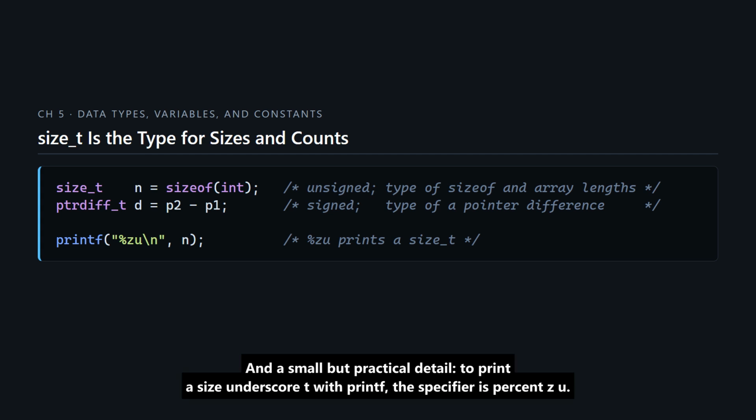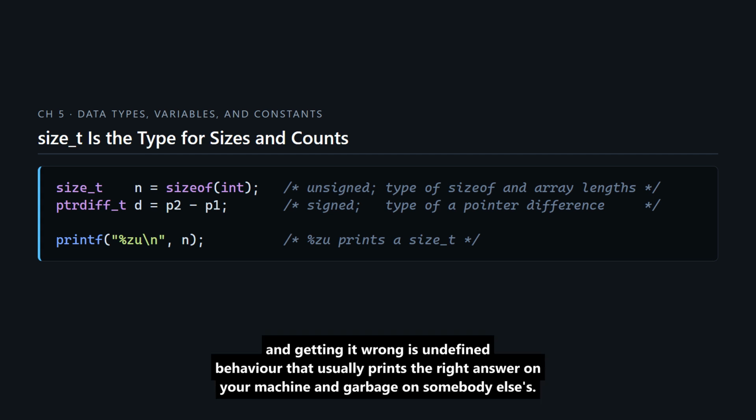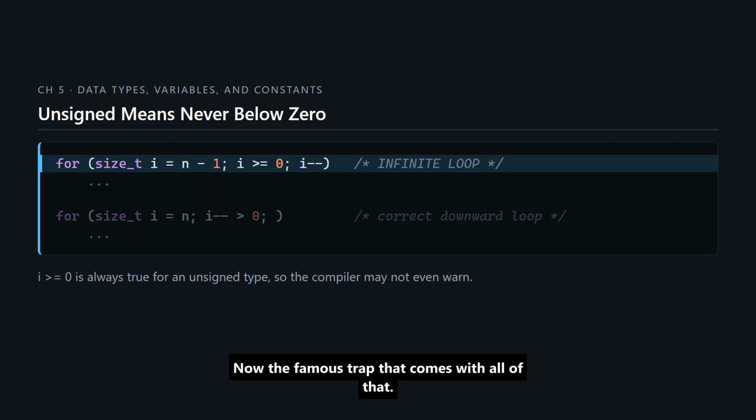And a small but practical detail: to print a size_t with printf, the specifier is %zu, not %d, not %lu, %zu. That z is a length modifier meaning size_t sized. And getting it wrong is undefined behavior that usually prints the right answer on your machine and garbage on somebody else's. Now the famous trap that comes with all of that.